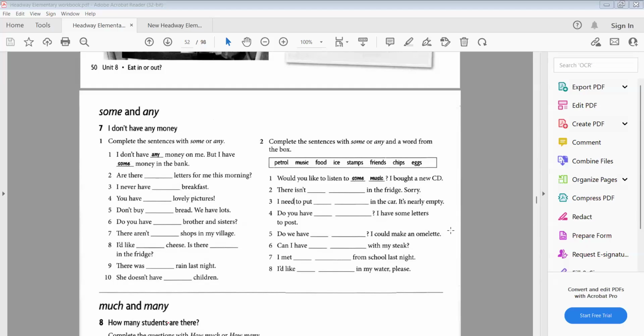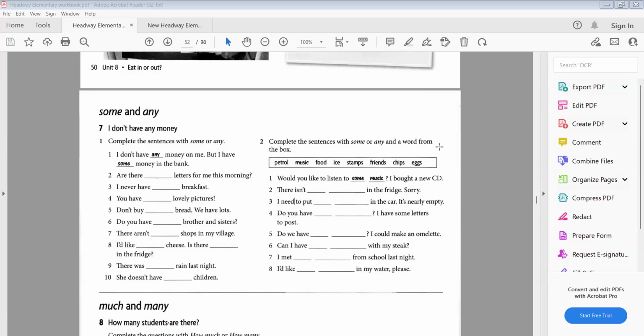Okay, I guess we can do them. Who would like to answer? Yes, please, Said. I'm going to start with number 2. There isn't any food in the fridge. I need to put some petrol in the car.